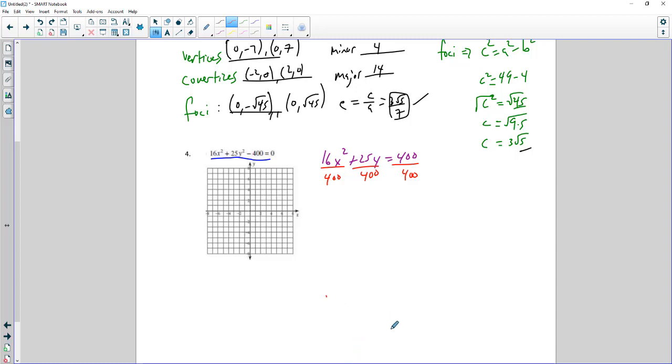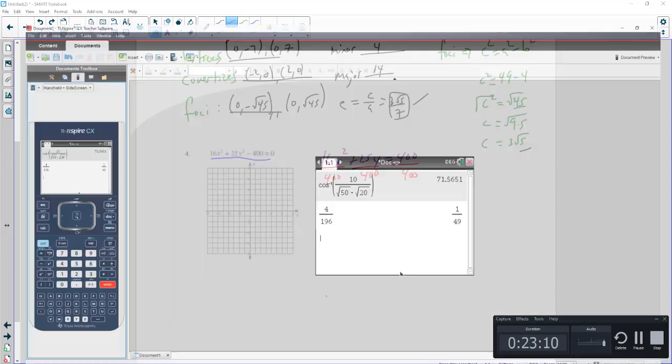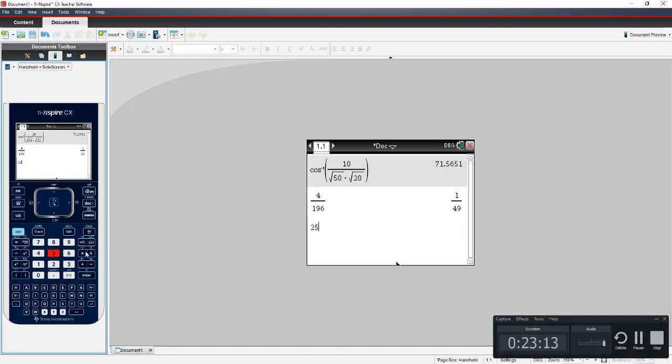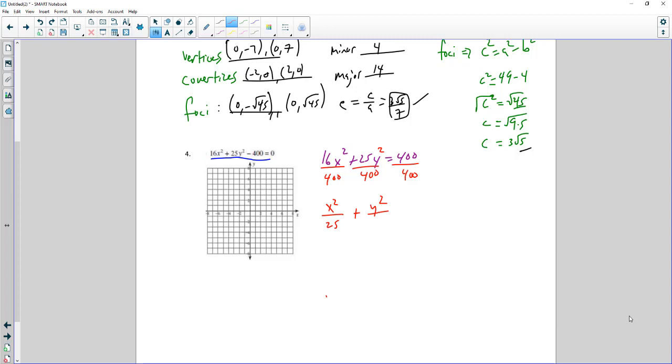So, and what is that? Let's do 16. I imagine that 25 over 400 is going to be 16. And there it is, yep. So this is going to be x squared over 25. And this is a square, by the way. And this is going to be y squared over 16. This is going to equal 1. And that's what will happen very predictably.